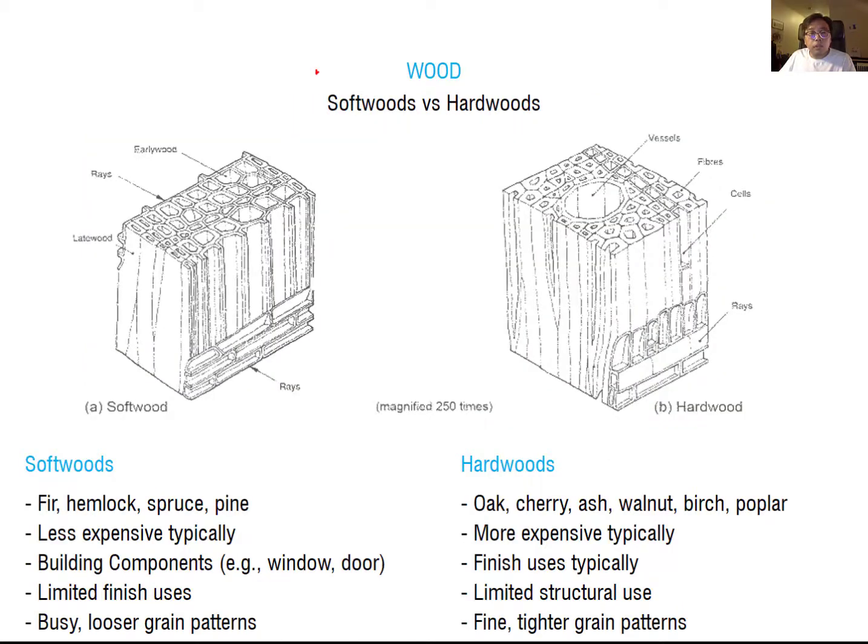So now it is important to know about the 2 different wood types, the softwood and hardwood. You just have to understand what the difference is between the softwood and hardwood. The softwood you can mostly find from conifer species, which are fir, hemlock, spruce, and pine. It is usually less expensive than the hardwood. And it is mostly used for building components and structure, such as windows and doors.